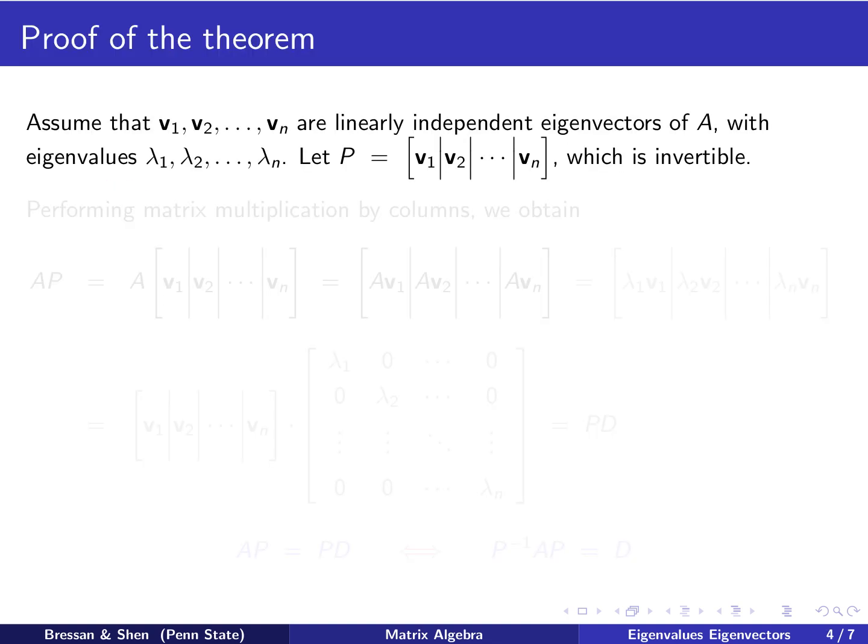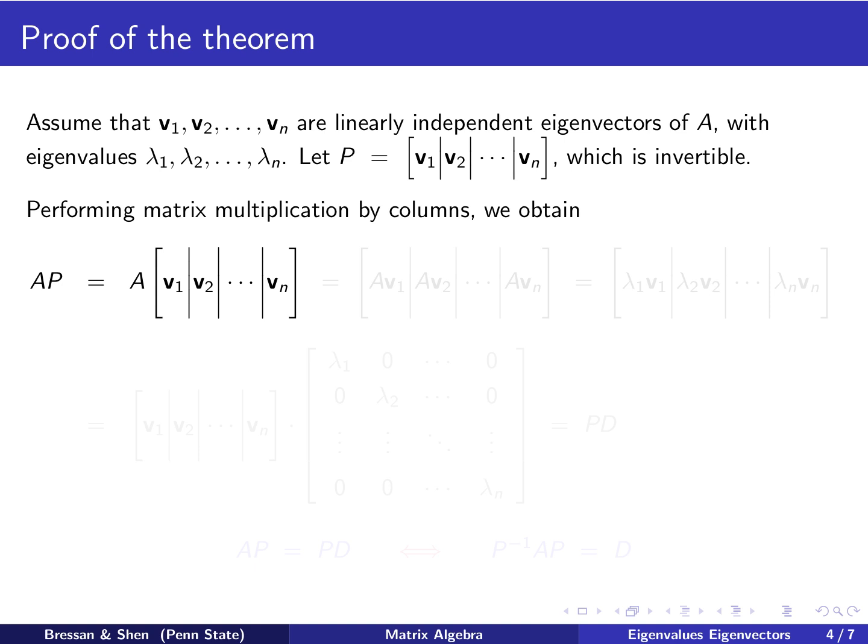Okay, now let's look at the details of the proof. So we are assuming that v1, v2, to vn are linearly independent eigenvectors of A, corresponding to the eigenvalues lambda 1, lambda 2 to lambda n. And then we form the matrix P by taking these linearly independent vectors, and therefore P is invertible.